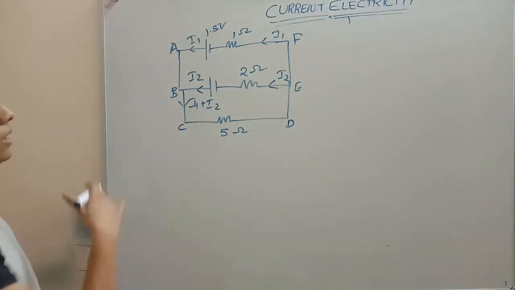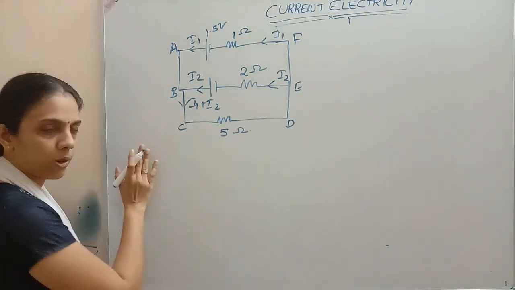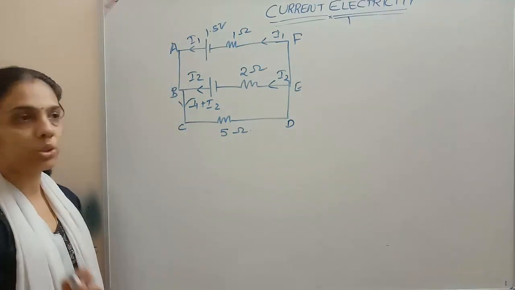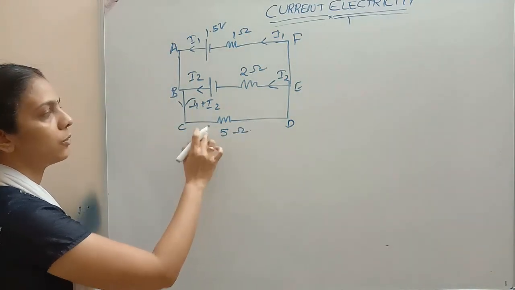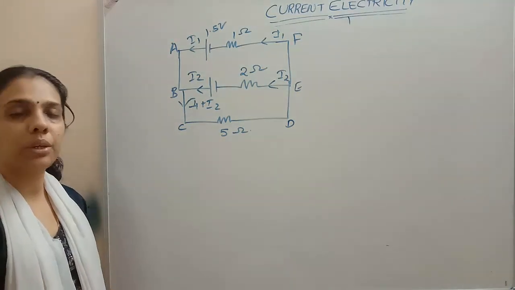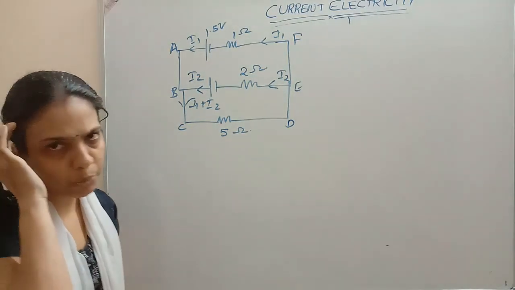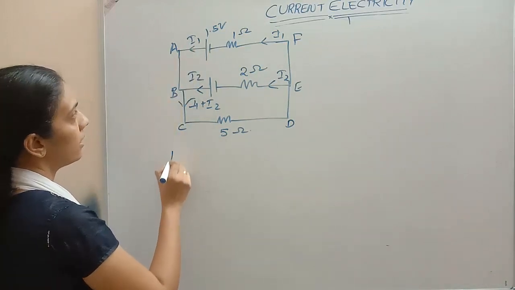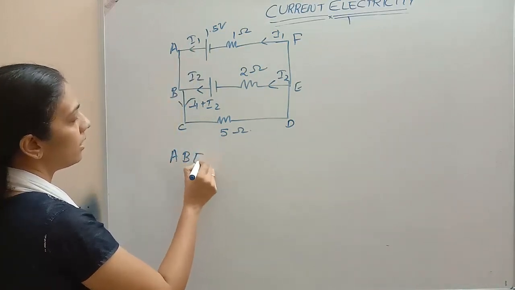Okay, solve along with me, or you can pause the video and find out all the currents passing through I1 and I2, and how much current passes through this 5 ohm resistance. If you get the current, you can easily find the potential difference, right? So, clear? Now tell me, in A, B, E, F.